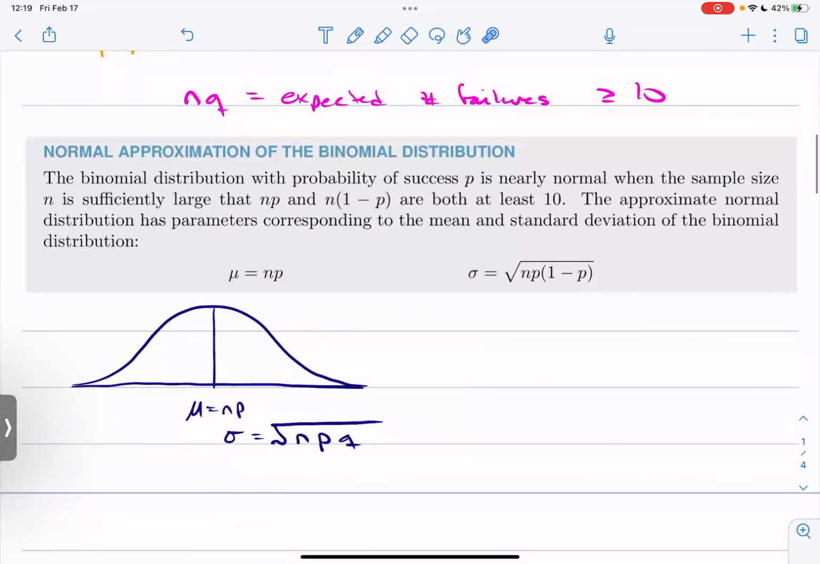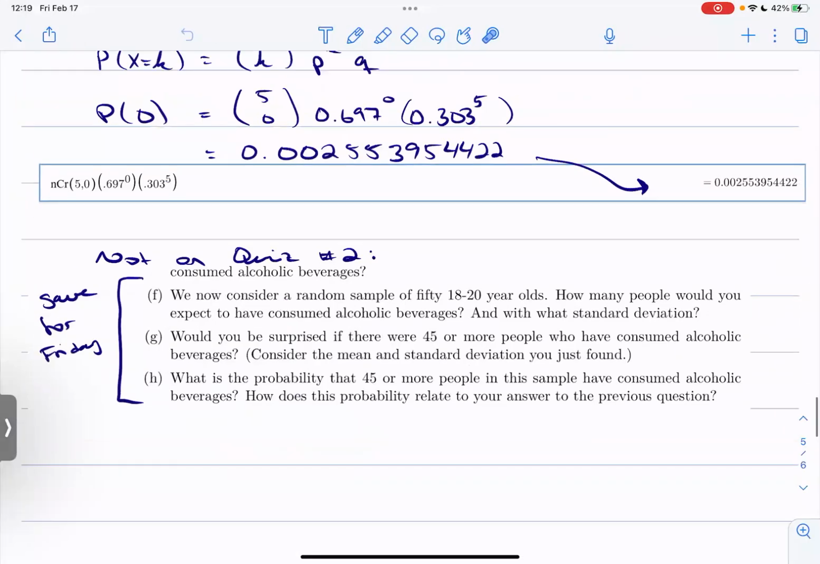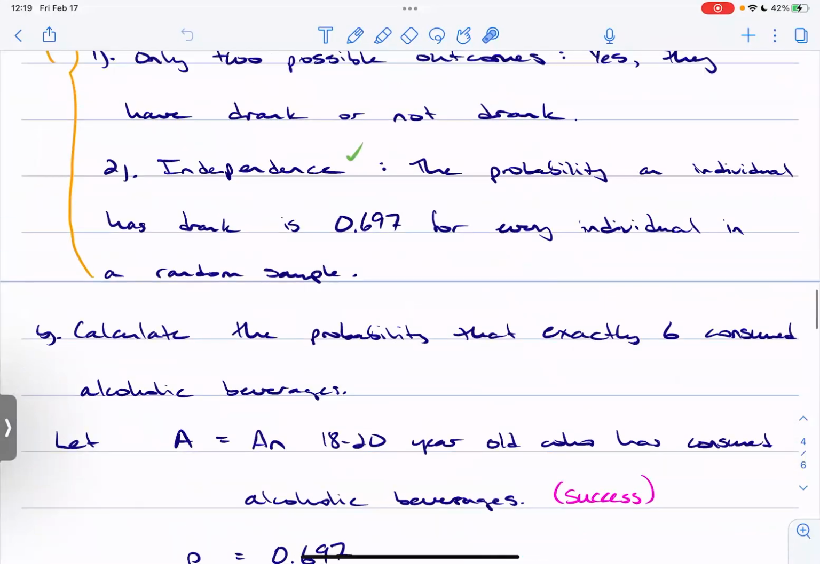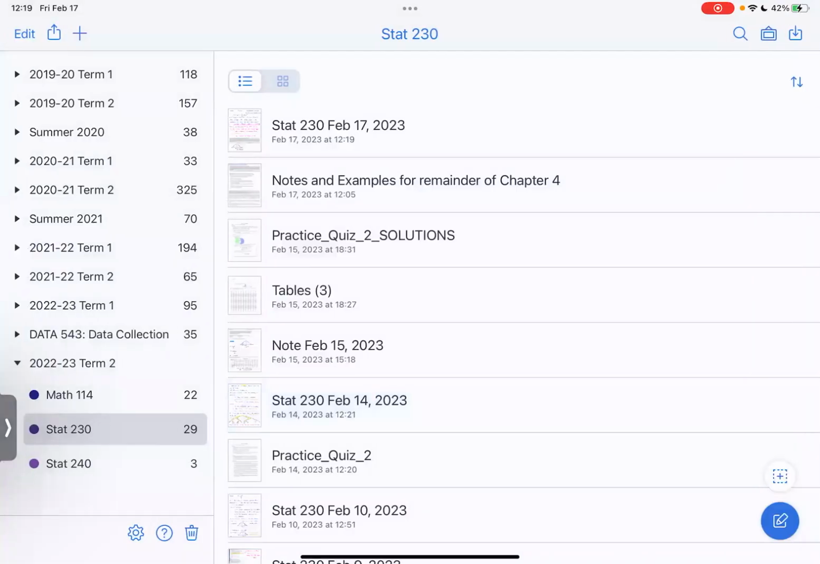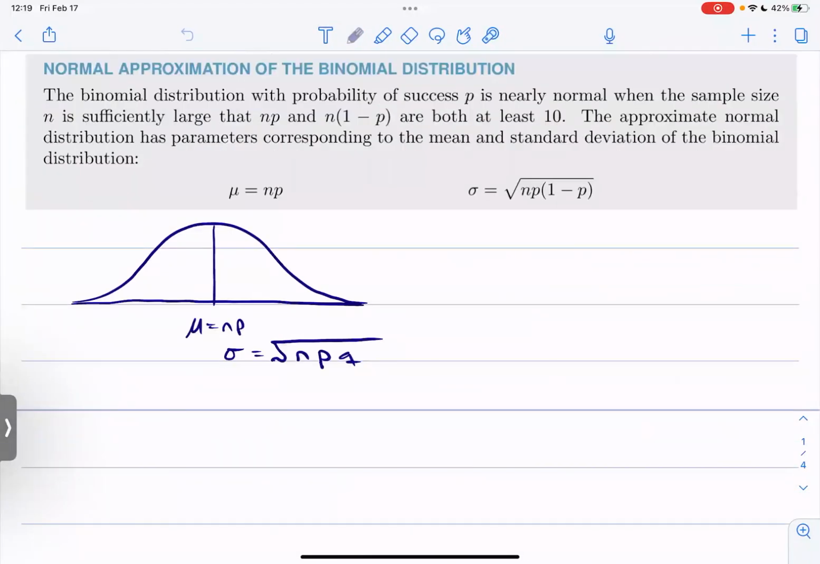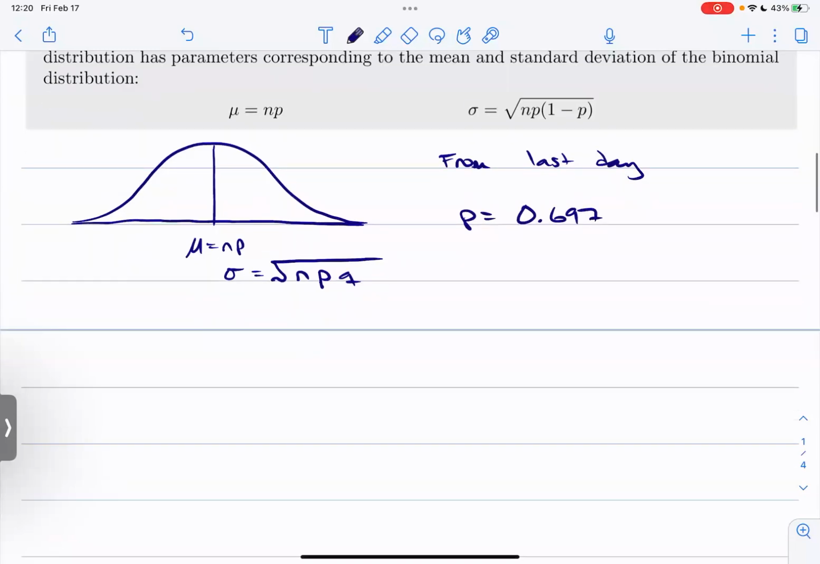Let's see here. What is that going to look like? I can't remember what the mean was. Yeah, right. It was something like, oh yeah, 69.7. Okay, so from last day, p was 0.697. And the probability of success was 0.697.